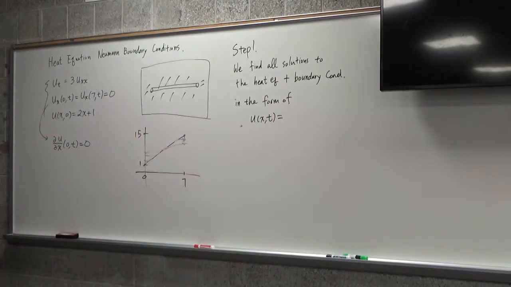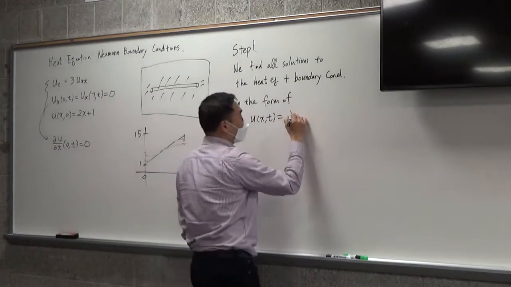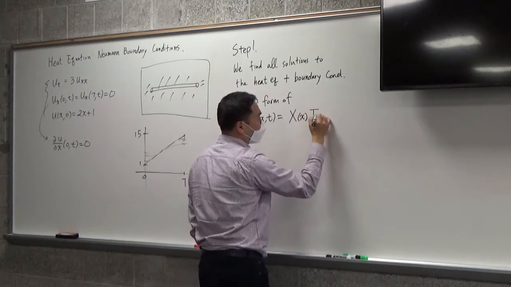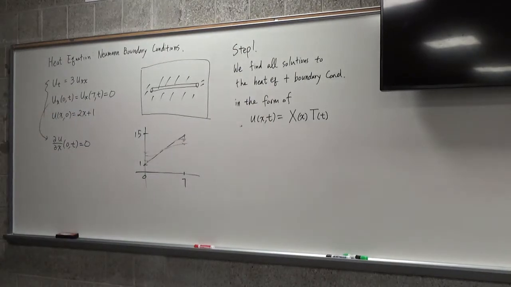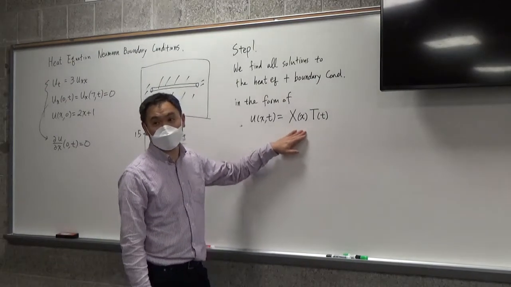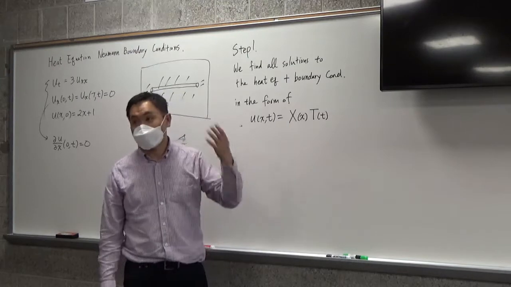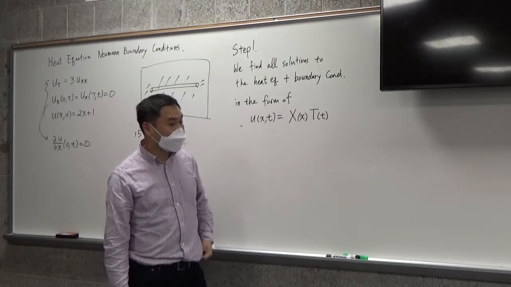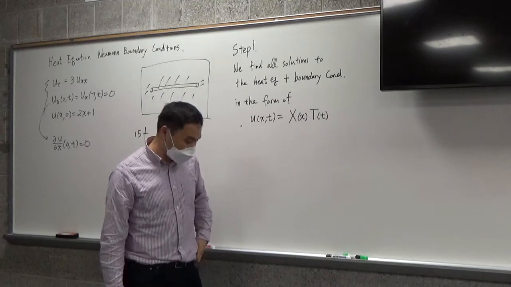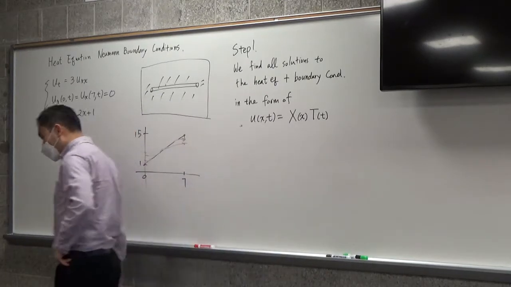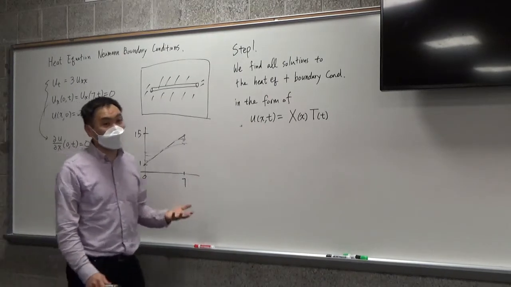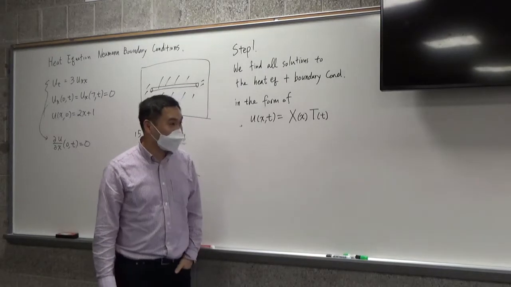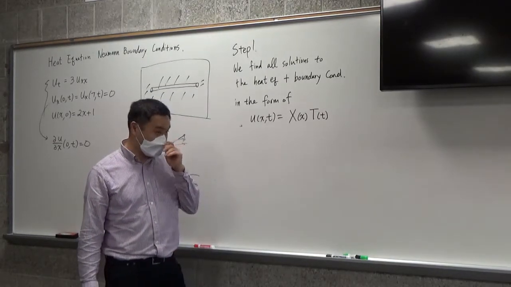Does anyone remember? Yes, X of x times T of t. You think of it as a function of x times a function of t. You're just trying to find the building blocks. This is what we call the ansatz. We're trying to guess the solution. If we make a successful guess, then our existence and uniqueness theorems for the heat equation will tell us that we did find the correct answer. So it's okay to guess the solution when it comes to the heat equation.